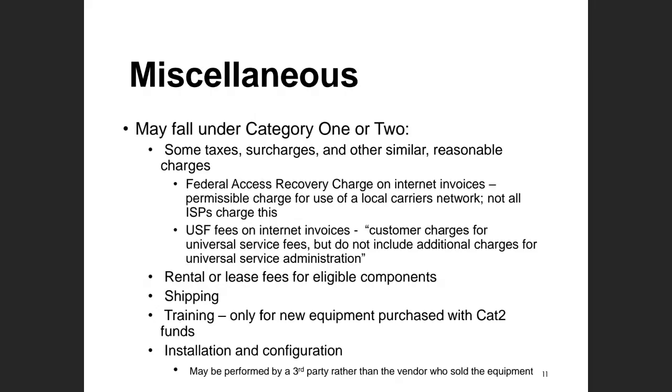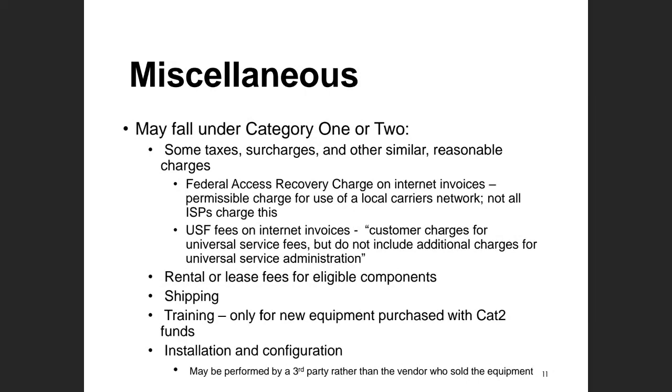Now, there is a miscellaneous category that could go under Category 1 or 2. So there are some taxes or surcharges that are E-rate eligible. When we're talking about internet access, depending on your vendor, you may have something like a federal access recovery charge on your invoices. This is where carriers are trying to recoup the costs of paying to access another carrier's network in order to get the service to you. Also, if on your internet service, you have Universal Service Fund fees or USF fees on your internet access, those would also be E-rate eligible. Don't really see that very often on invoices for Kentucky libraries.